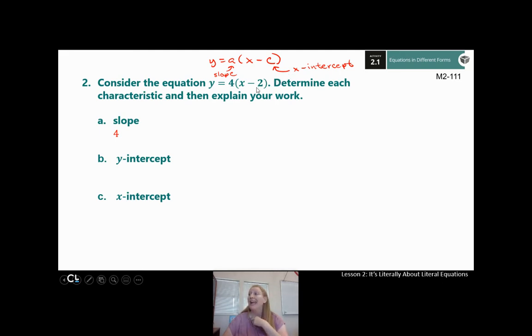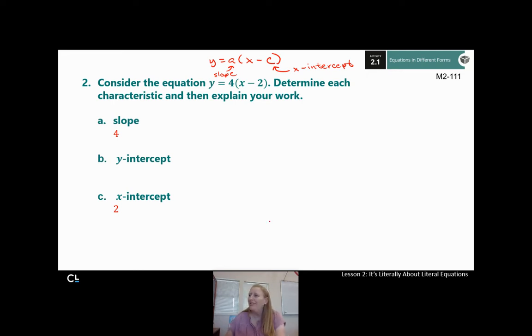Factored form gives me my x-intercept. So here we have this lovely little guy. The minus is part of the equation. So it's whatever's after the minus sign. It looks like my x-intercept then is 2. That's where it's going to hit my x-axis. But it does not give me my y-intercept.